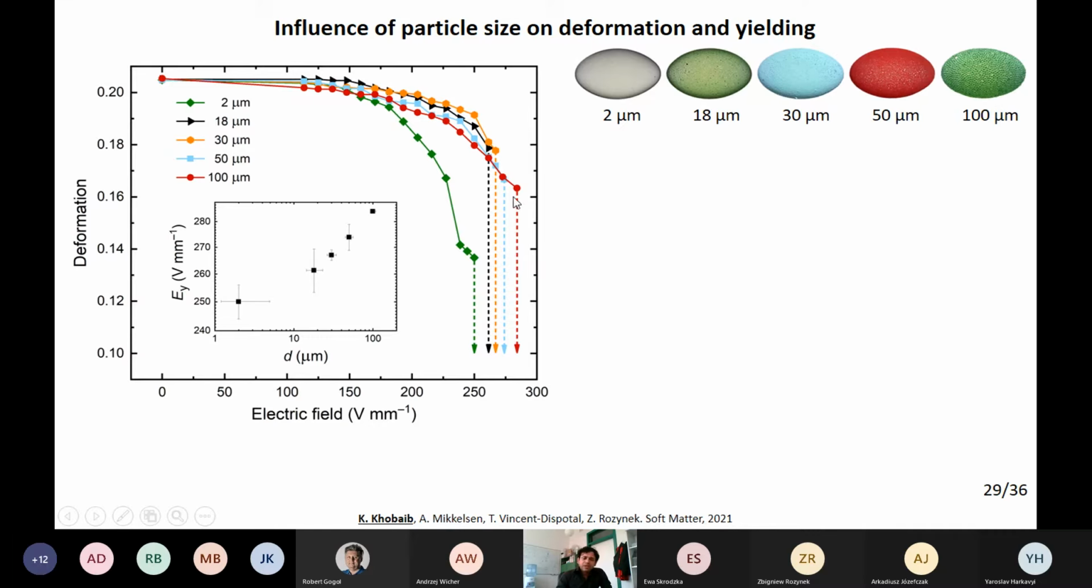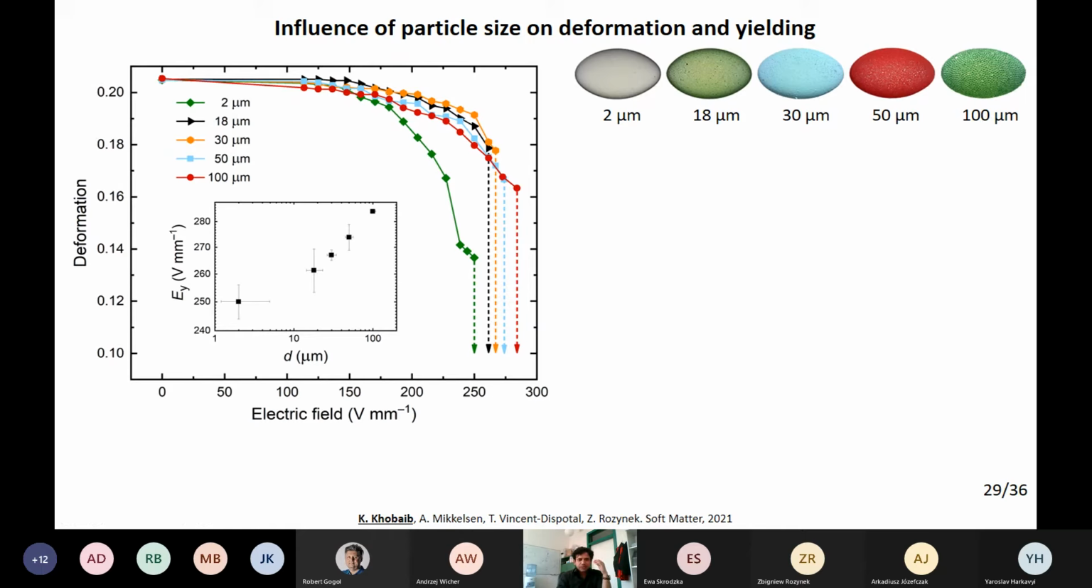We subjected them to the electric field. What we found is that the biggest particle changes its shape from prolate to oblate at the strongest electric field, whereas the smallest particle changes its shape at a lower electric field. The result shows that the mechanical strength increases with the increasing size of the particles. But the question is why it is changing.